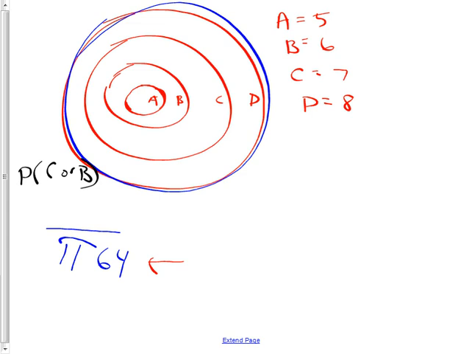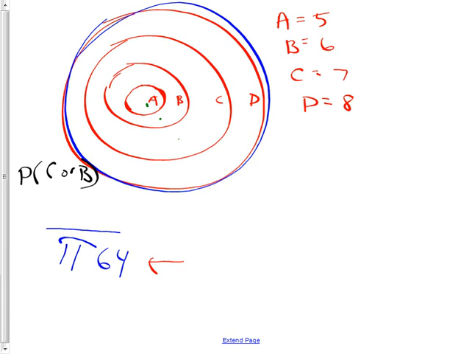Okay, so say I have a dart and it hits right here. Is that inside C or B? Let's say it hits right here. Is that inside C or B? Say it hits right here. Is that inside C or B?